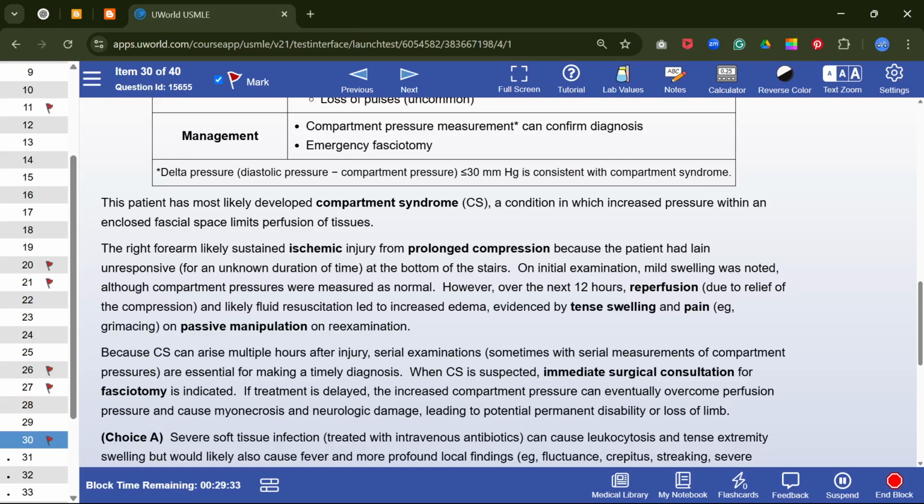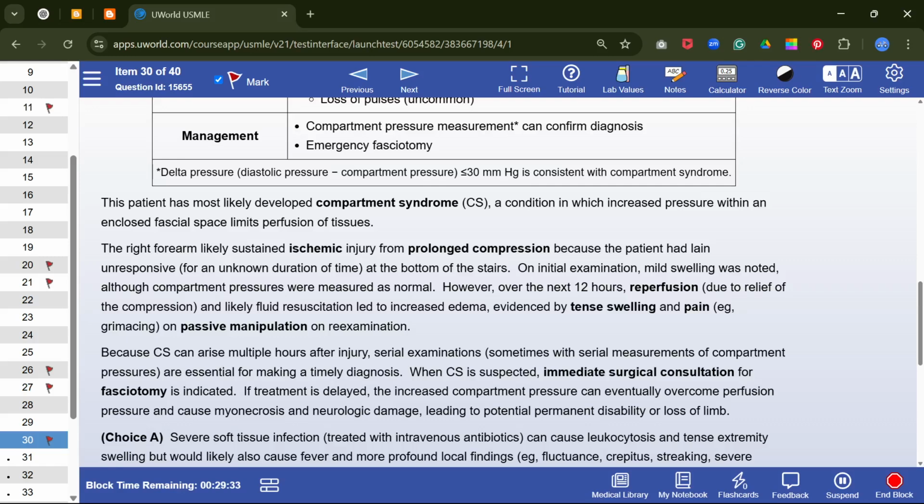This patient most likely developed compartment syndrome, a condition in which increased pressure within the enclosed compartment space limits perfusion of the tissue. The right forearm likely sustained ischemic injury from prolonged compression because the patient had lain unresponsive at the bottom of the stairs. On initial examination, mild swelling was noted, although compartment pressures were measured as normal.